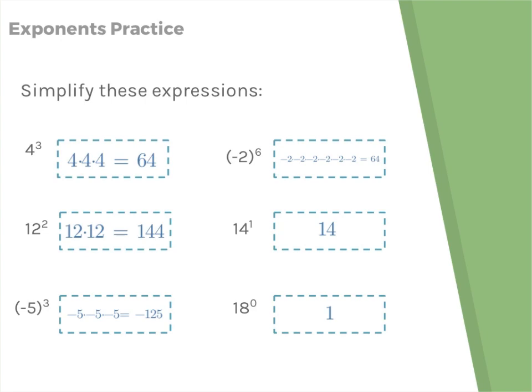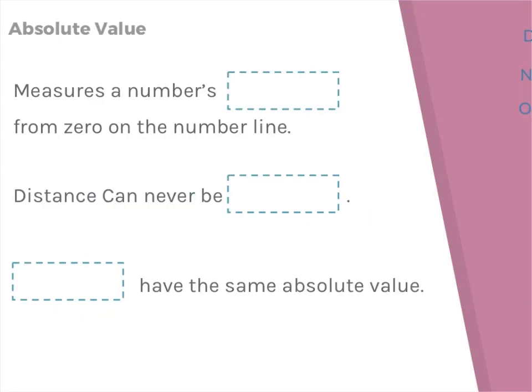Now let's move on and talk about absolute value. So now we have some key facts to remember about absolute value. Absolute value measures a number's distance from 0 on the number line. Distance can never be negative, and opposites have the same absolute value. So remember, distance can never be negative. You can never go negative 4 miles somewhere. When you go to school 5 miles and then you go home 5 miles, it's still going home 5 miles. It's not going home negative 5 miles.